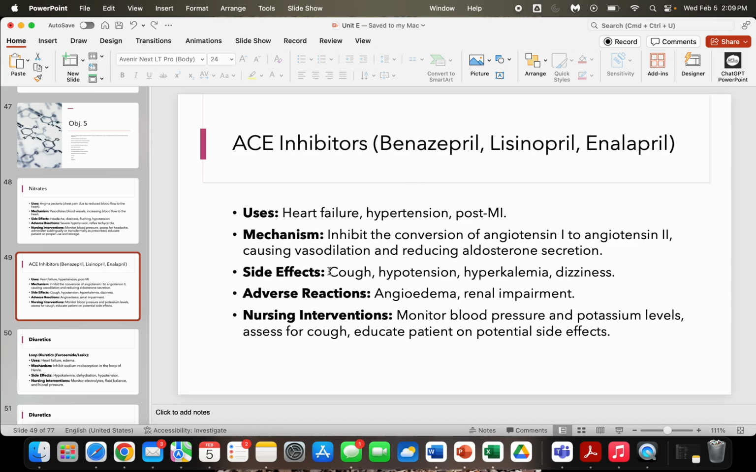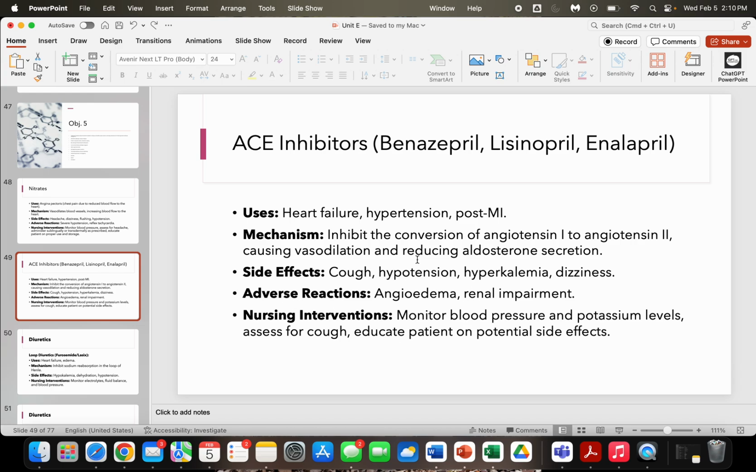ACE inhibitors, so we'll note these are our prils, right? Benazepril, lisinopril. These are used for heart failure, also used for hypertension. So if we're looking at the mechanism of this, we're inhibiting the conversion of angiotensin 1 to angiotensin 2. So they're primarily working in the kidneys, okay? One of the side effects you're going to see from these is a dry cough, okay? Super important to note that. People come in and they're like, oh my gosh, I started taking this medicine and I can't quit coughing. It's really common with an ACE inhibitor, okay?